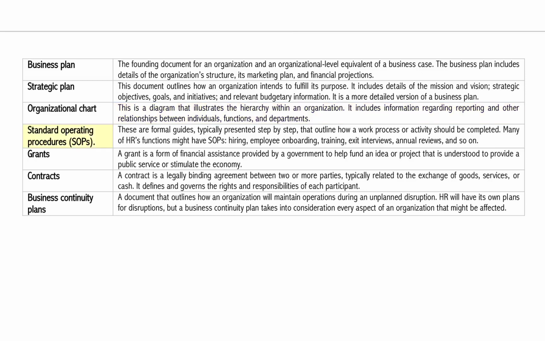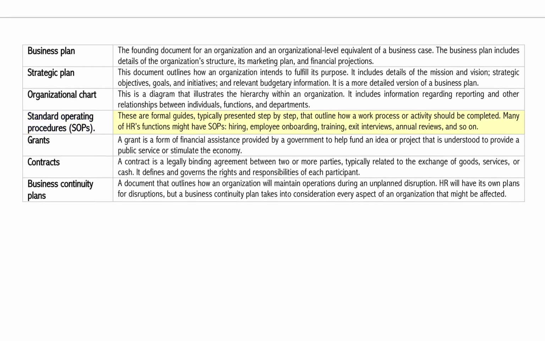Standard Operating Procedures, SOPs. These are formal guides, typically presented step by step, that outline how a work process or activity should be completed. Many of HR's functions might have SOPs: hiring, employee onboarding, training, exit interviews, annual reviews, and so on.